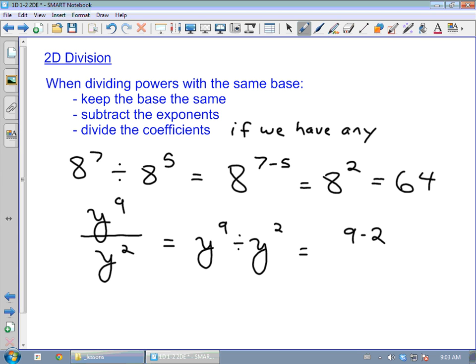And that becomes our new exponent. And what's our base going to be? It's just going to be y. So what's our final answer going to be? y to the power of 7.